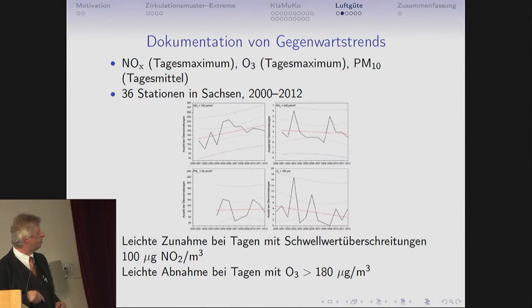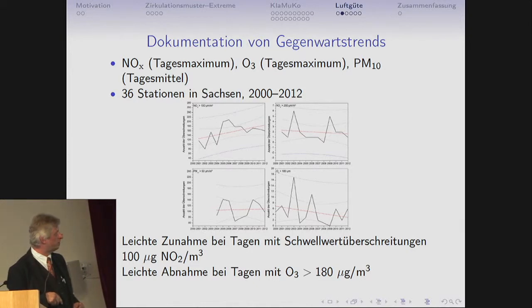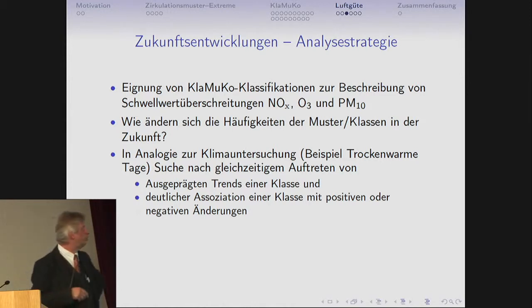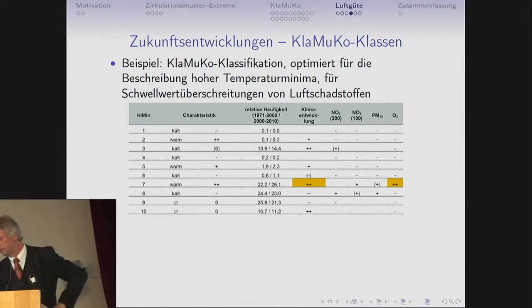You see a slight increase in the number of days with exceedance of thresholds for NO2 and strong days. We see in high NO2 levels quite a constant graph. For PM10, it's a bit similar. For the ozone curve, we can even see a slight decrease. When extrapolating this into the future, similar to what I showed for the dry warm days, we are looking for clear trends within a class showing a clear positive or negative trend. Then on this basis, we have a quite disappointing or less optimistic result.